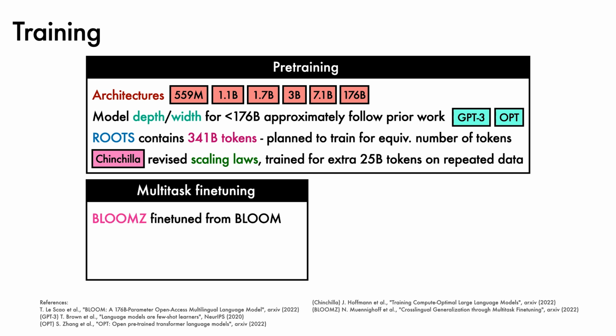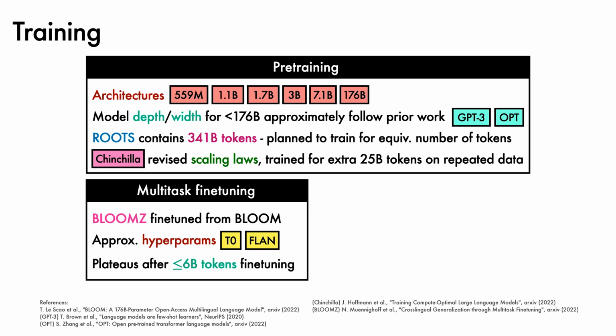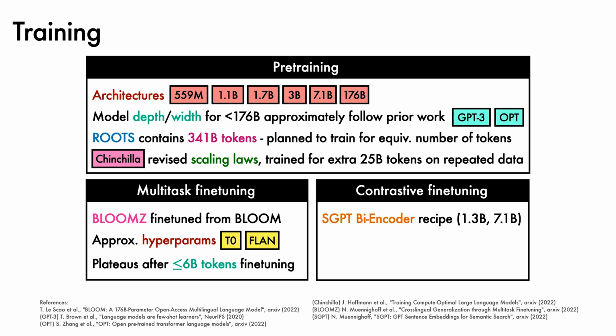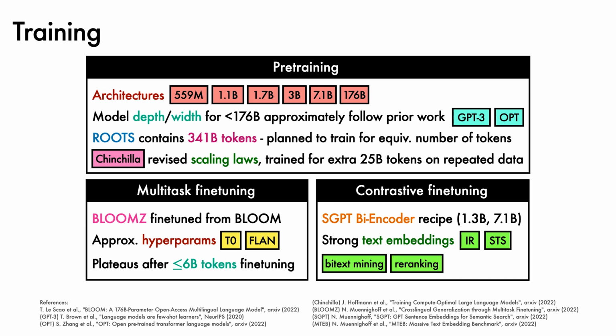As part of a study on multitask fine-tuning, various BLOOMZ models were fine-tuned from BLOOM variants. This fine-tuning approximately follows the hyperparameters used in T0 and FLAN, though with some modifications, and it is found that performance plateaus after fine-tuning for 6 billion tokens or fewer. As part of a further study, contrastive fine-tuning is performed with the SGPT bi-encoder recipe on the 1.3 billion and 7.1 billion parameter models. This recipe aims to produce strong text embeddings for multilingual information retrieval and semantic textual similarity. Further benchmarking has found that these models are also well suited to bitext mining, re-ranking, and feature extraction.